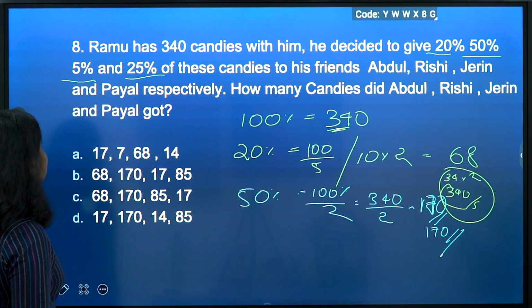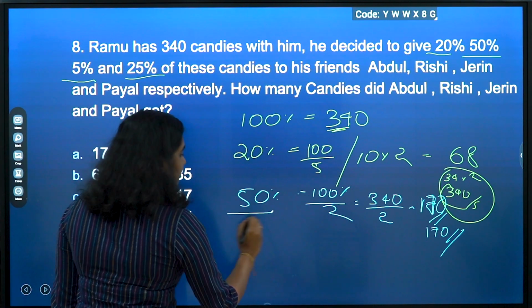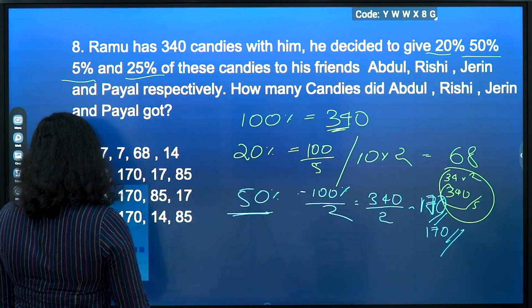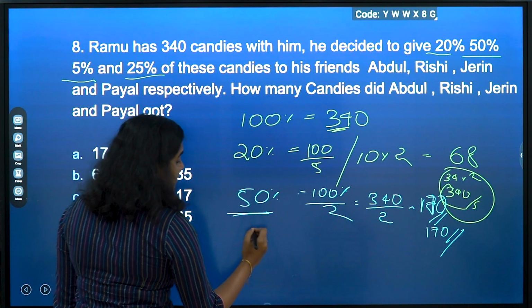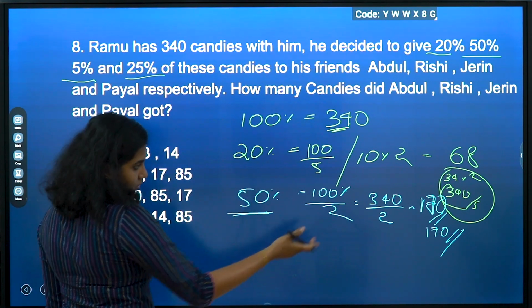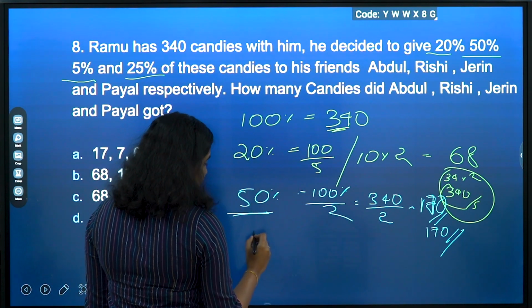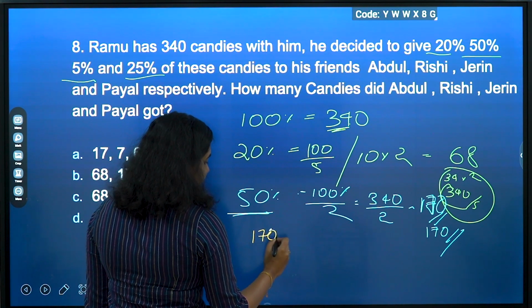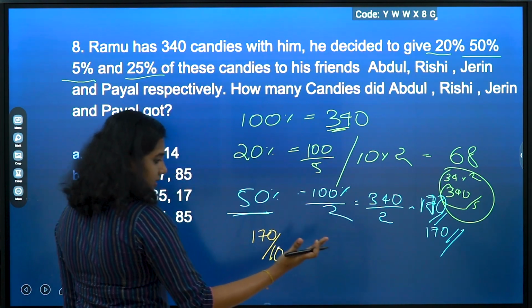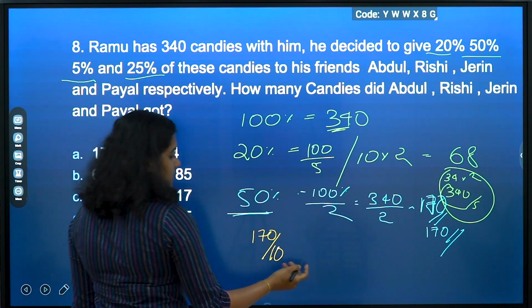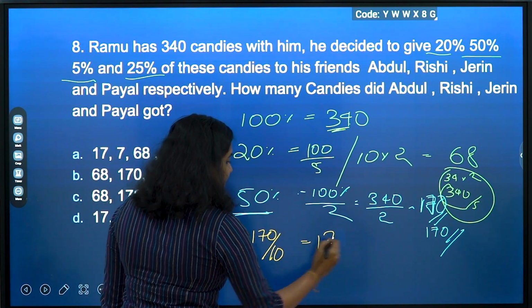Fine. Now the next is 5%. You already know 50%. So if you know 50%, 5% means 50% divided by 10. So 50% is 170. So 170 divided by 10 means from the right hand side, move a place and put a decimal point. So our 5% is 17.